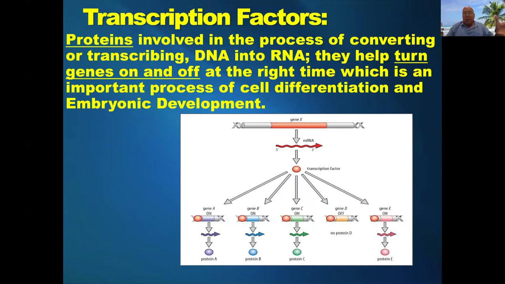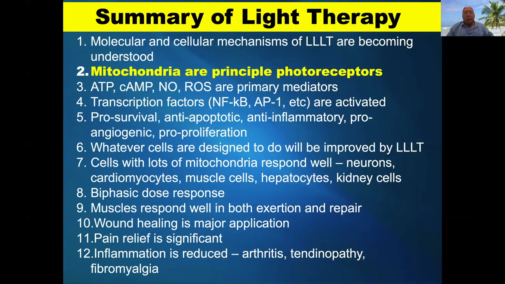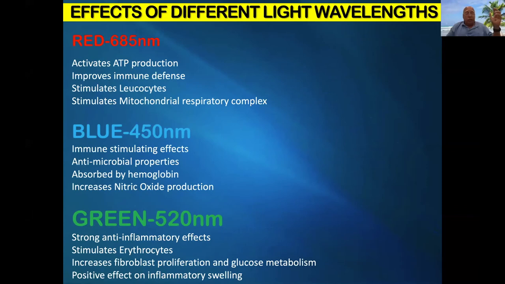So here's a summary of light therapy, but the real key is mitochondria are basically the principal photoreceptors. So if you can stimulate the mitochondria in stem cells, you're getting more ATP, you're getting more energy, you're giving that cell a better chance of surviving. And this shows you the various light that we use. Basically, red light is very important now. Just in an article a couple of days ago, they said if someone looks at a red light every day for a couple of months, their vision will improve. And this is from a very prestigious journal. So there you are, various colors.